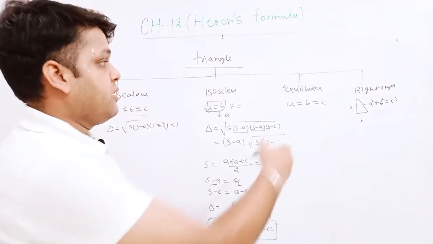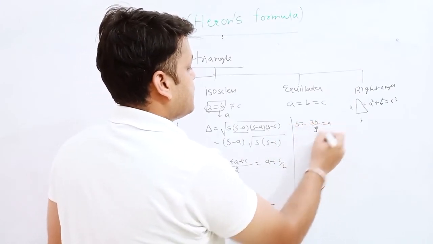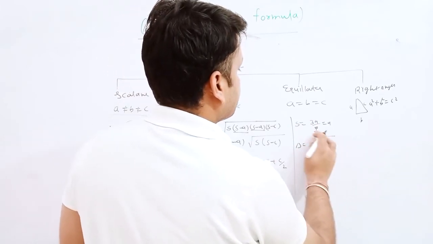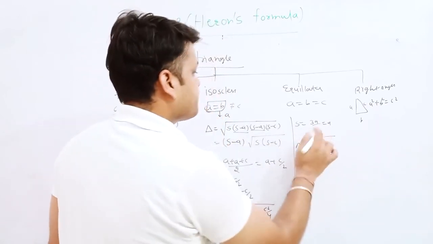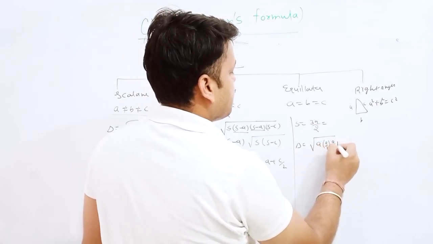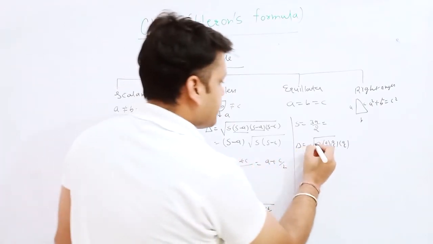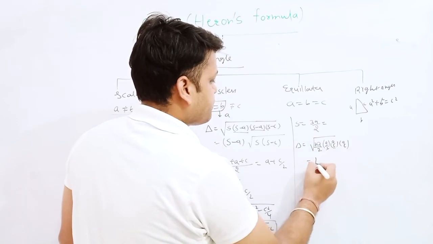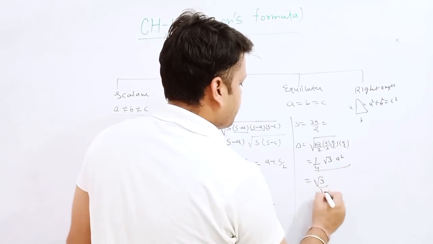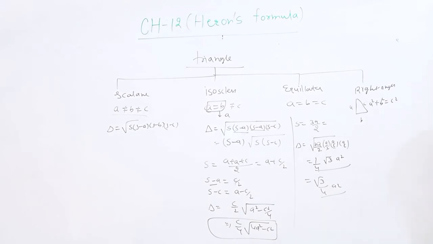Now for an equilateral triangle, s becomes 3a by 2, and hence delta becomes root under s into (s minus a) into (s minus b) into (s minus c). So here we get 3a by 2 into a by 2 into a by 2 into a by 2. It becomes 1 by 4 root 3 into a square. So it becomes root 3 by 4 a square, which is the standard formula for the area of an equilateral triangle.